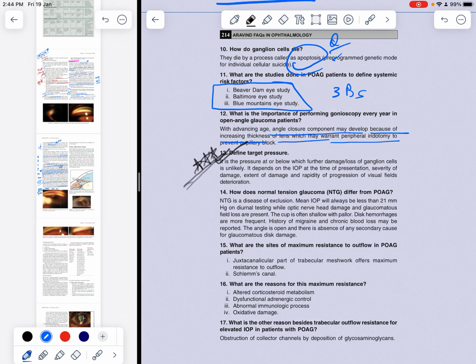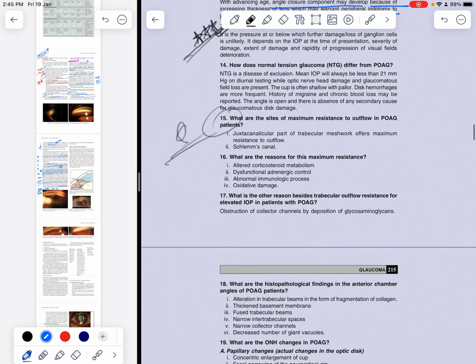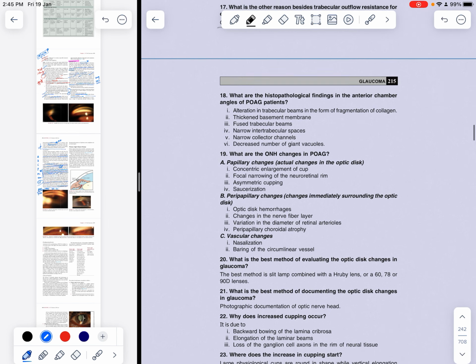Now let's see what the book has to answer. NTG is a disease of exclusion. Very well. Mean IOP will always be less than 21. I told you the tension will be normal and there will be no other changes. Again, the next question: what are the sites of maximum resistance to outflow in POAG patients? I told you the parts of trabecular meshwork: uveoscleral, trabecular, and juxtacanalicular. Juxtacanalicular part of trabecular meshwork has the maximum resistance in the outflow of aqueous. Again, an important question to be known definitely. What are the other reasons behind trabecular outflow resistance for elevated IOP? Simple, if there is obstruction of collector channels by the glycosaminoglycans.